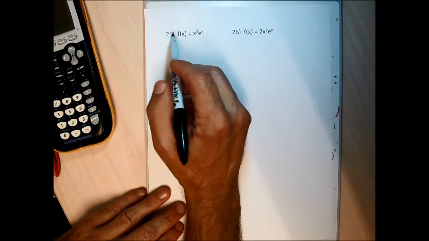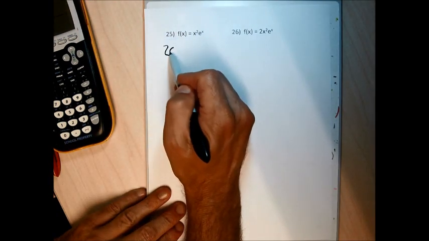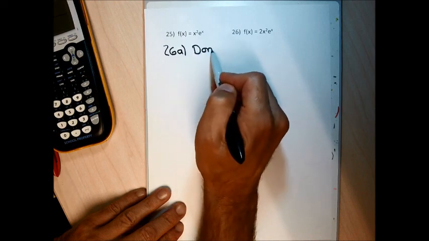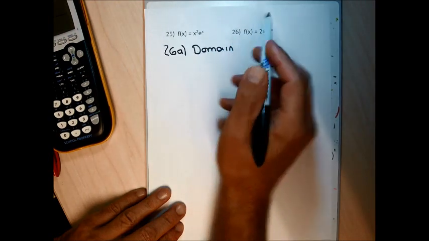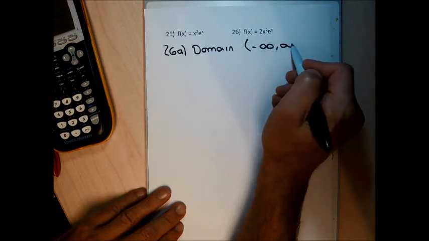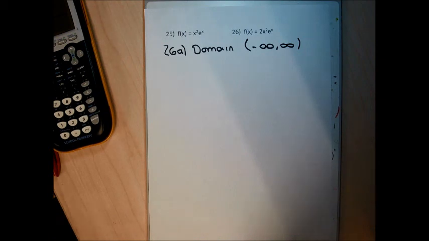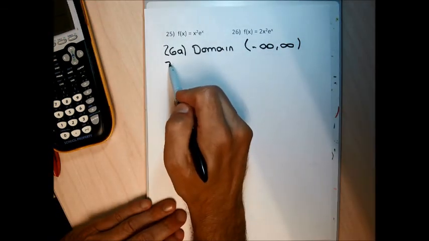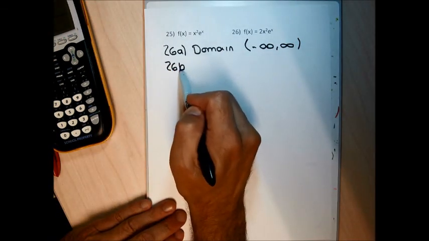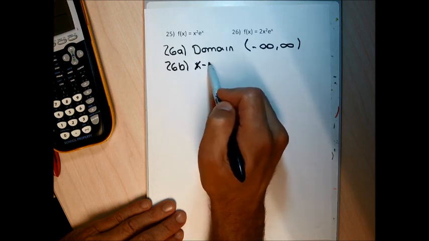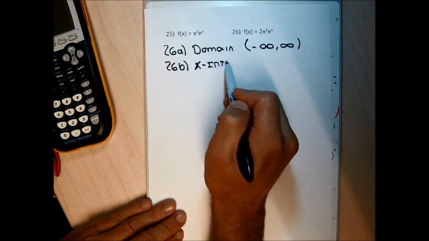So for 26, the first thing I need for 26a is the domain. And for all our E functions, there isn't anything given in the function that will cause the domain to be anything other than negative to positive infinity. Specifically, there aren't any fractions with x's in the denominator. There aren't any square roots. There isn't anything that would cause a domain to be restricted. And that will be the case if I give you an E problem on the test, that its domain will also have no algebra to find.